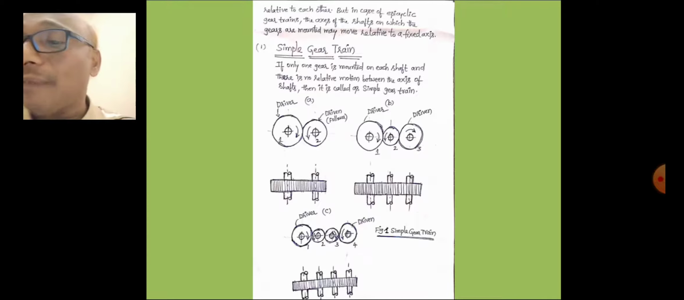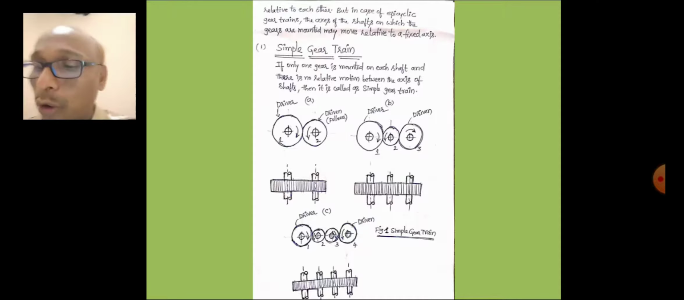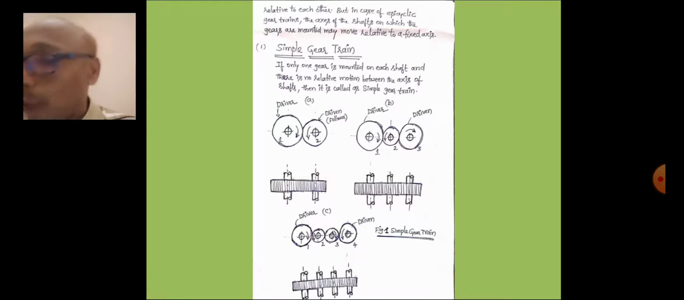Therefore, on each shaft, the two gears have been mounted, and directly the two gears, after mounting, are made to mesh with each other so that the transmission of power can take place from one shaft to the another shaft. Since the gear 1 drives the gear 2, if you look at the figure 1A, the gear 1, which is named as 1, is rotating in a clockwise direction. So the gear 1 is driving the gear 2.